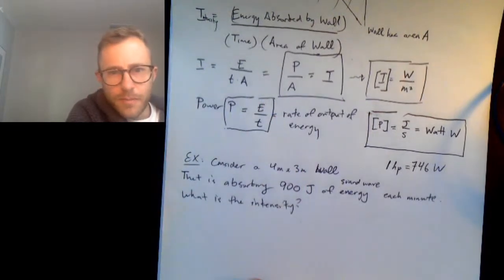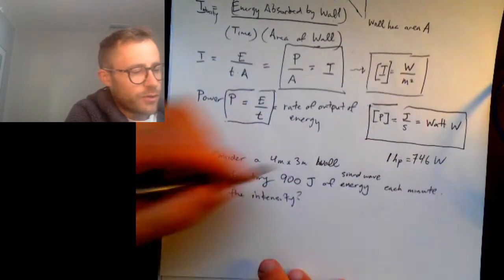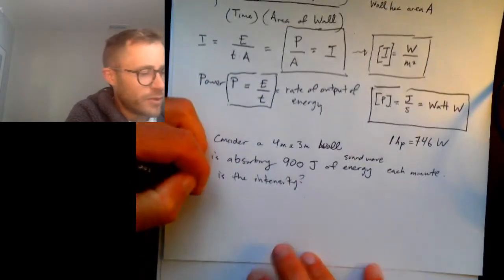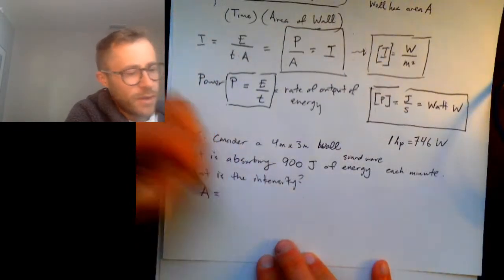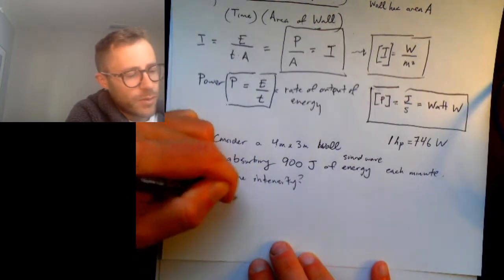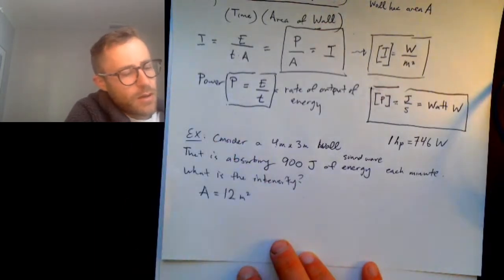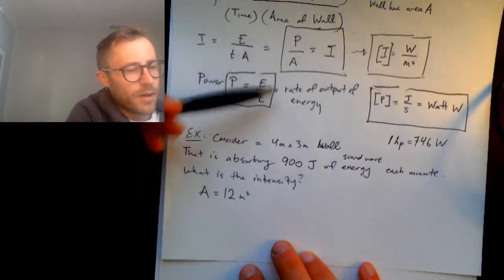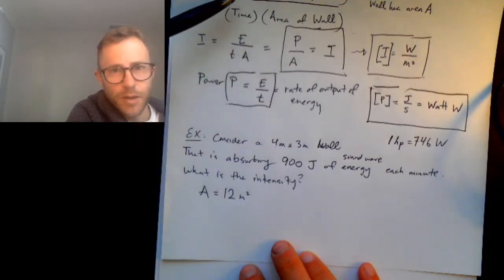Okay, so first of all, it's a wall that's 3 meters by 4 meters. So that means that the area of the wall is 12 square meters. And then we have to get what is the power absorbed by the wall.